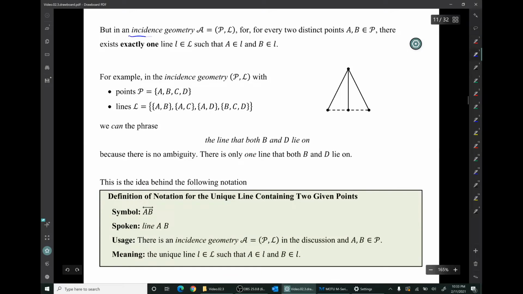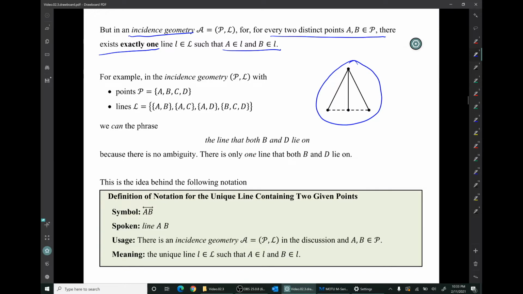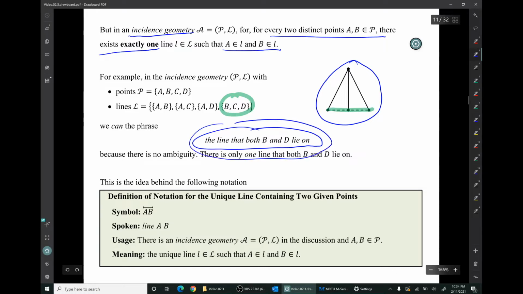But in an incidence geometry, for any two distinct points, there's exactly one line that both points lie on. For instance, in this incidence geometry, which is similar to the abstract geometry from the previous page, we can use this phrase, the line that B and D both lie on, because there's only one line, that line. There's no ambiguity when I say these words. So that's the idea behind this notation. It's the notation for the unique line containing two given points.